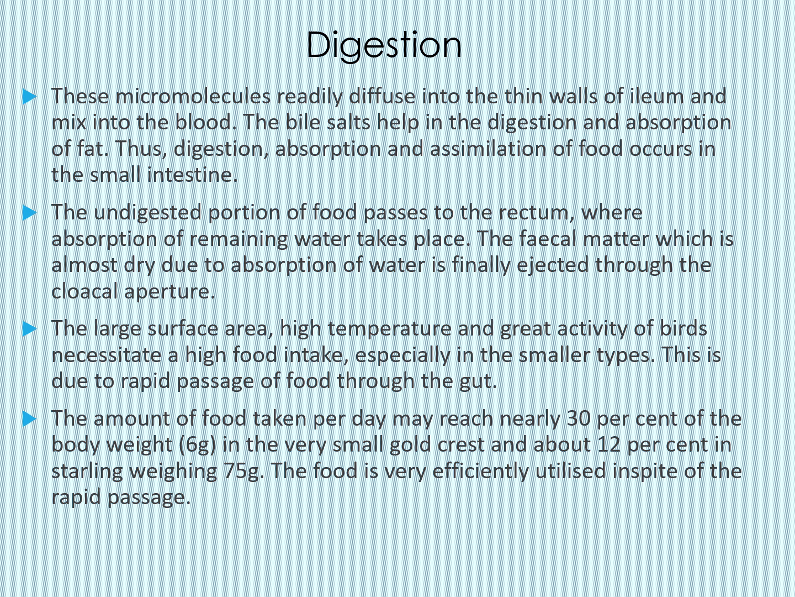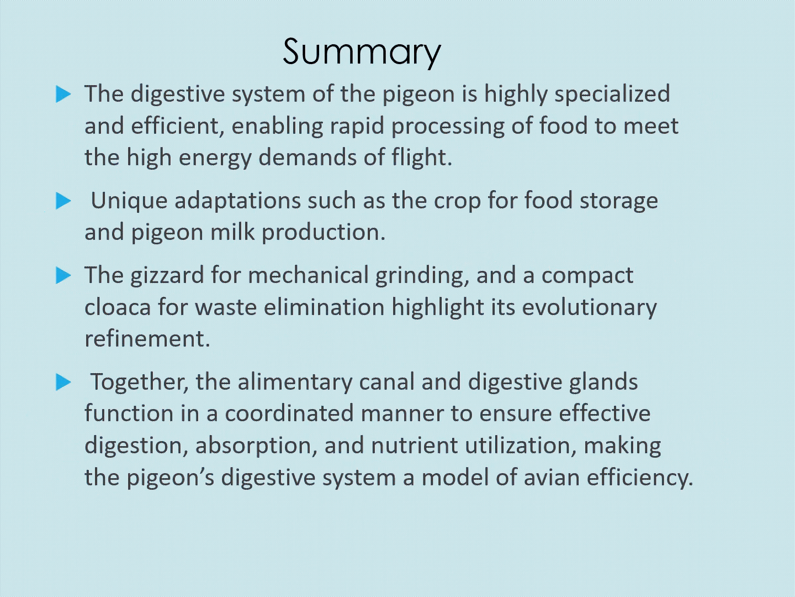The large surface area, the high temperature, and the great activity of birds necessitate a high food intake, especially in the smaller birds, and this is due to the rapid passage of food through the gut. The amount of food taken per day may reach nearly 30% of the body weight in the very small goldcrest and about 12% in the starlings, which weigh 75 grams. The food is very efficiently utilized in spite of the rapid passage. Coming to the summary.